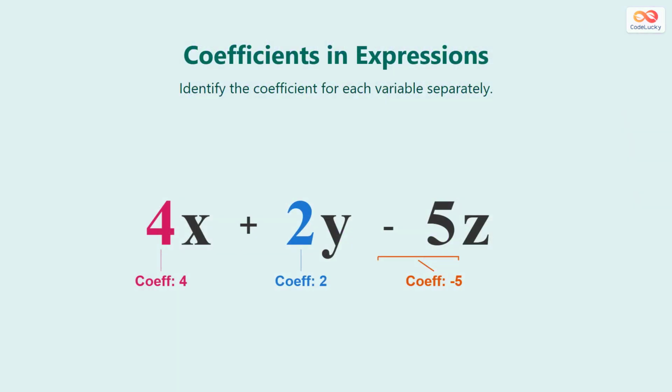When you have a longer algebraic expression, you can identify the coefficient for each variable separately. Here, the coefficient of x is 4. The coefficient of y is negative 7, and the coefficient of z is negative 5.